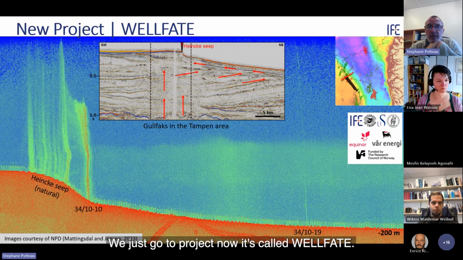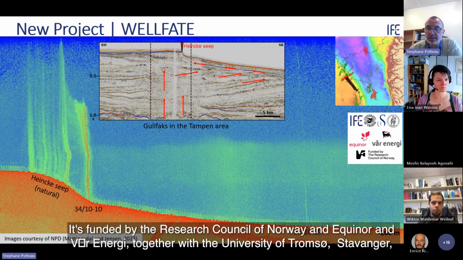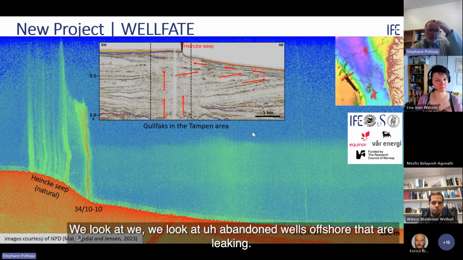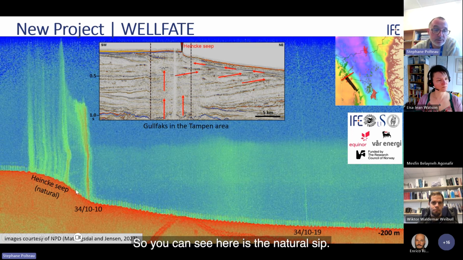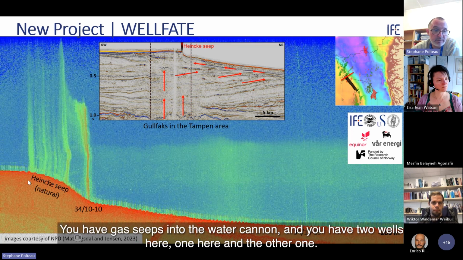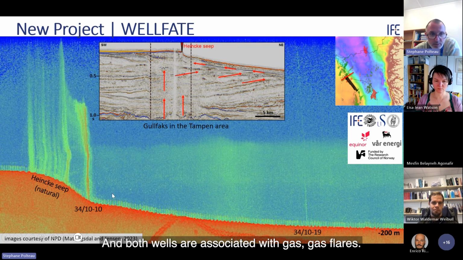We just got a project now, it's called WellFate. It's funded by the Research Council of Norway and Equinor and Vår Energy, together with the University of Tromsø, Stavanger, and University of Oslo. Here we will look at abandoned wells offshore that are leaking. You can see here is a natural seep. You have gas seeping into the water column, and you have two wells here, and both wells are associated with gas flares.